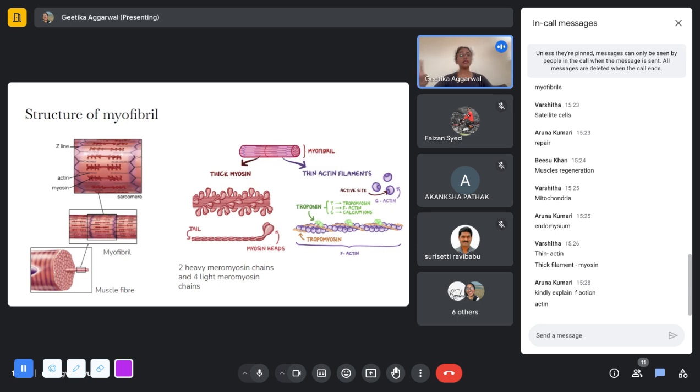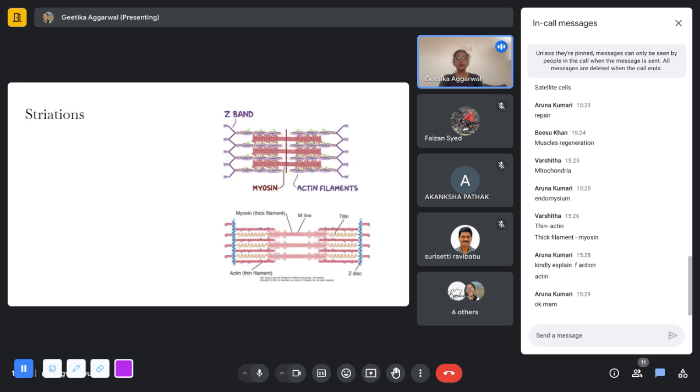So basically, in actin, there are two types of actin. One is G actin, one is F actin. G actin forms the active sites, which later interact with the myosin heads for the movement of the muscle. And the F actin is the one that coils around with tropomyosin. Is that clear? Okay. So moving on to striations, I was asking you, how do we see the light and the dark bands? Where do we see the light bands and where do we see the dark bands?